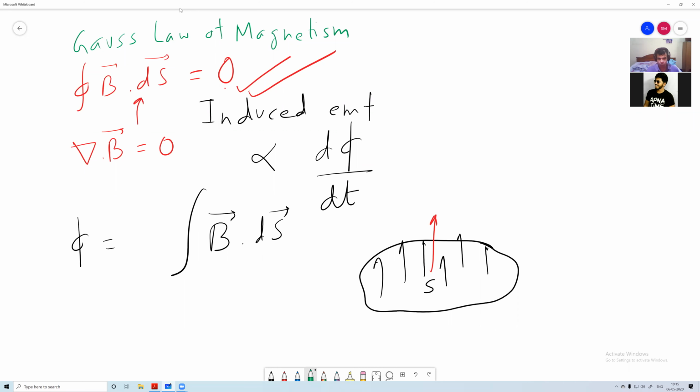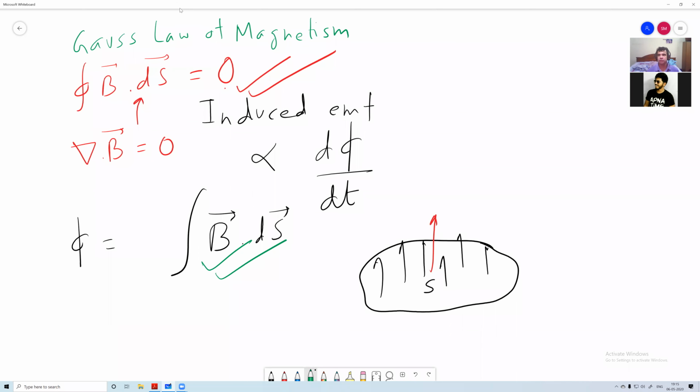However, since this is an open surface, this may not be zero. And this is the amount of magnetic flux. And Faraday's law states that the induced EMF is directly proportional to the rate of change of magnetic flux.